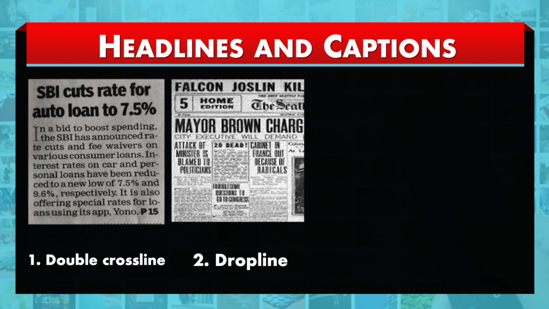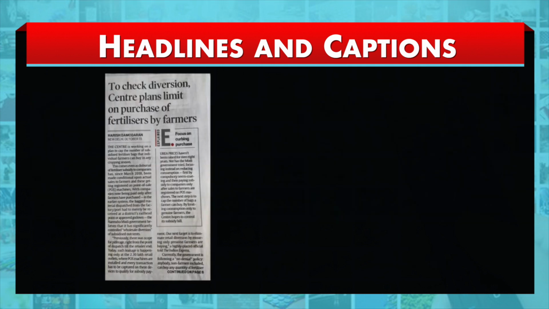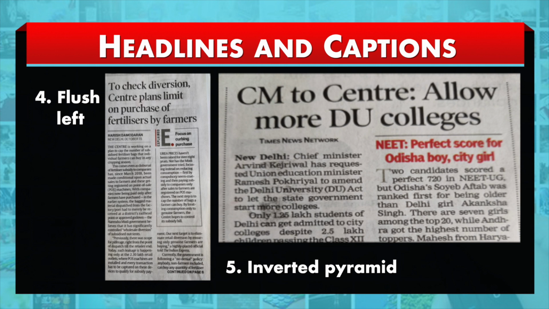The third one is full line headline, that is the one stretched fully to touch the column rules on both sides. Then comes the flush left that can simply be understood in terms of left alignment. These are 2-3 lines long headlines. Fifth one is inverted pyramid. As the name suggests, in this type of multi-line headline, the topmost line remains the widest to touch the column rules of both sides, while the succeeding lines get narrower in order to give an impression of an upside down pyramid.